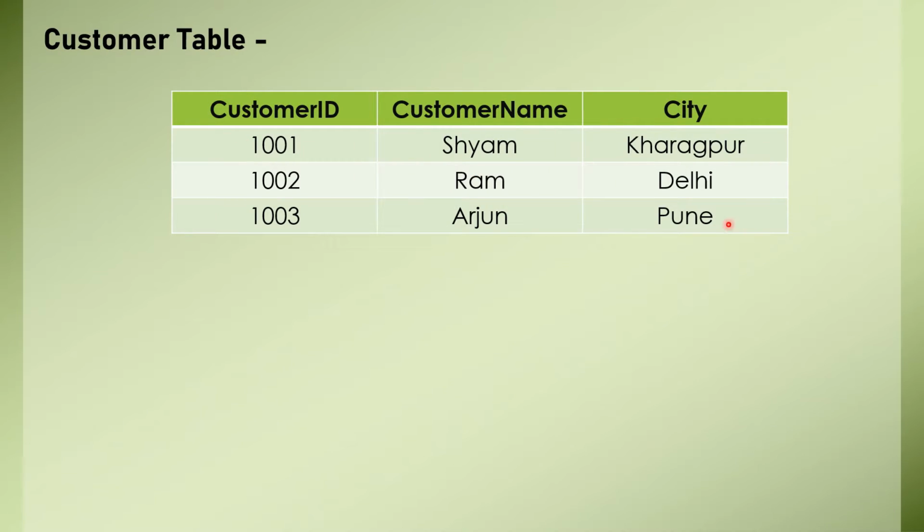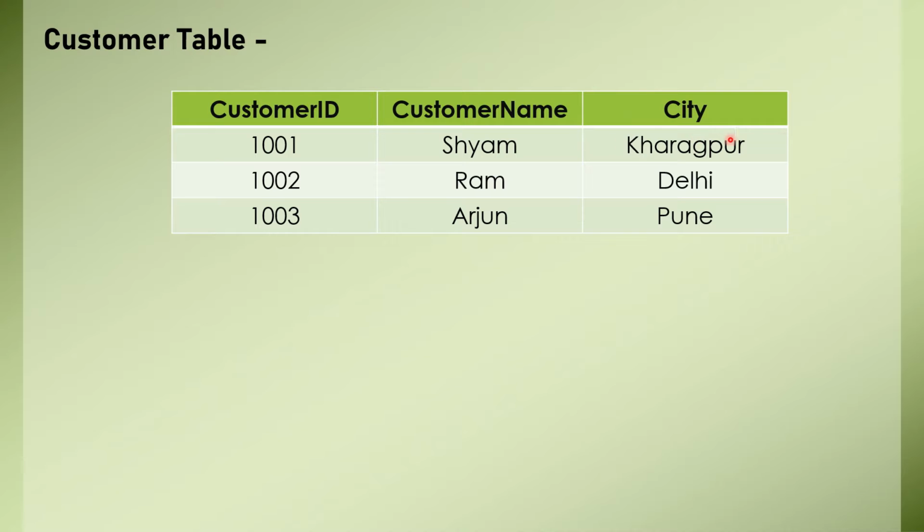So suppose I am having a customer table here, and my business requirement is this: customer Shyam has updated through his app that he has relocated to some other city. First he was living in Kharagpur, now he has relocated to some other city, suppose Mumbai. Then you need to update that thing, right?